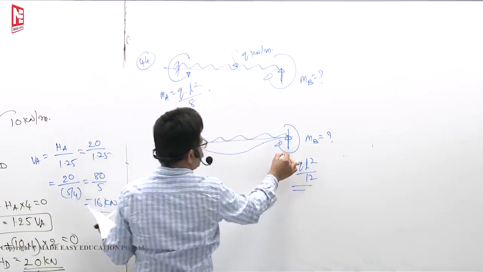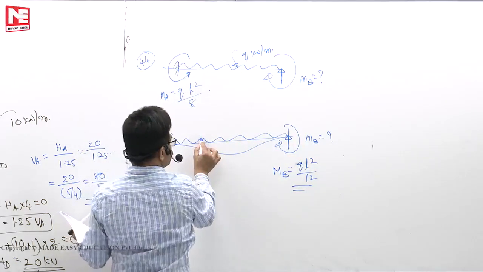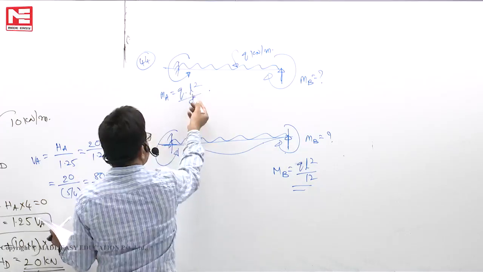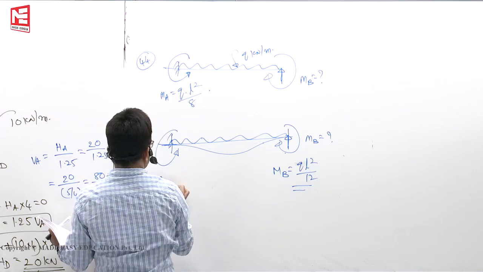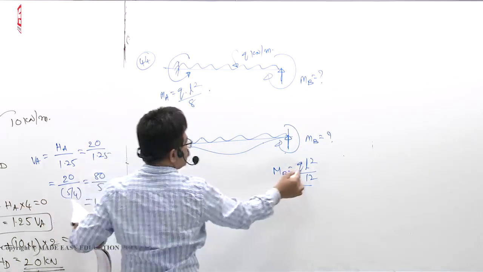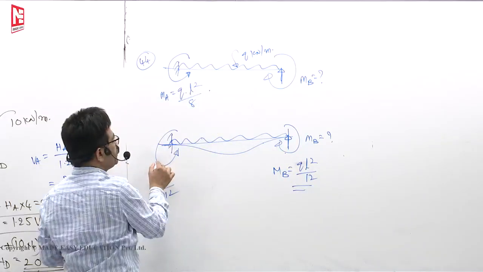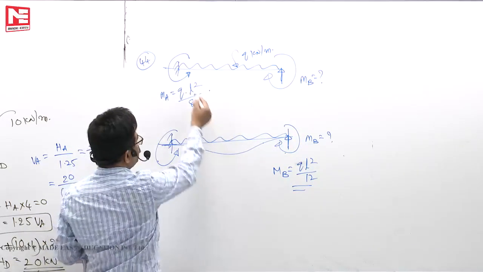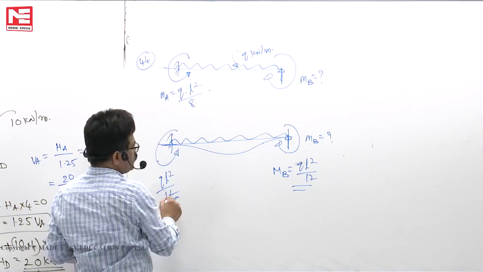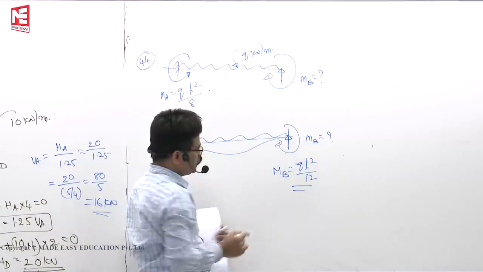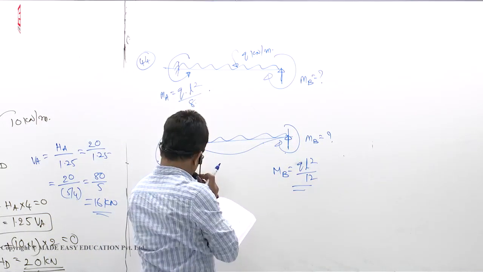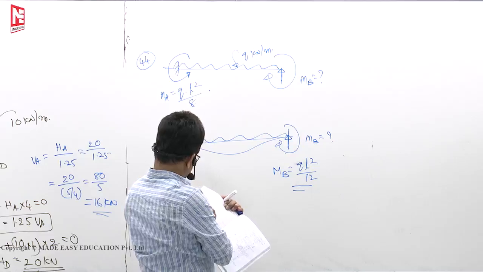If you apply QL square by 12 for this beam, this QL square by 8 now will become QL square by 12. Because once you apply this one, half will be carried over here. So QL square by 24, when you add it, this is the deflection profile. So you have to add QL square by 12. C.